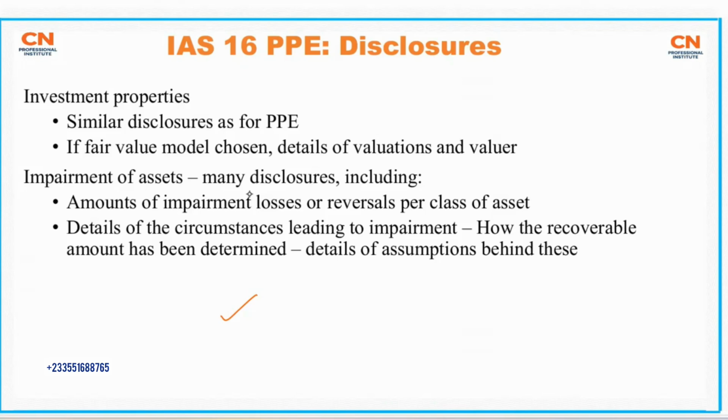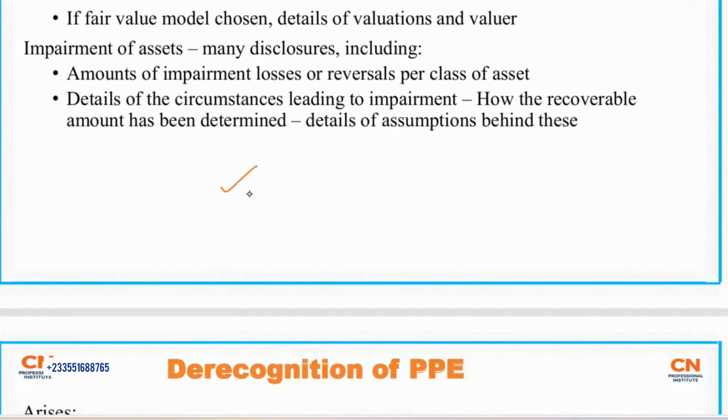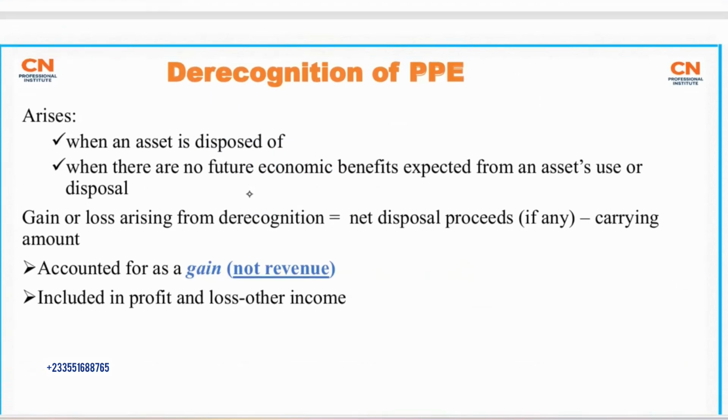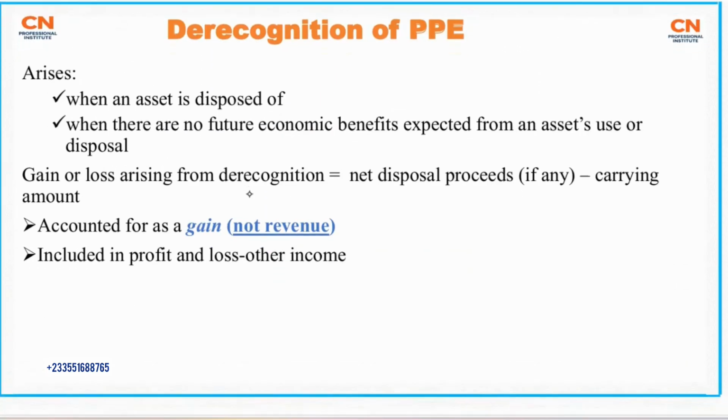Has any PPE been disclosed? Is there any impairment loss? All these are the disclosures. These are the things you have to disclose, right? And last, finally, we have what we call derecognition. Derecognition means you are taking the asset from your books.